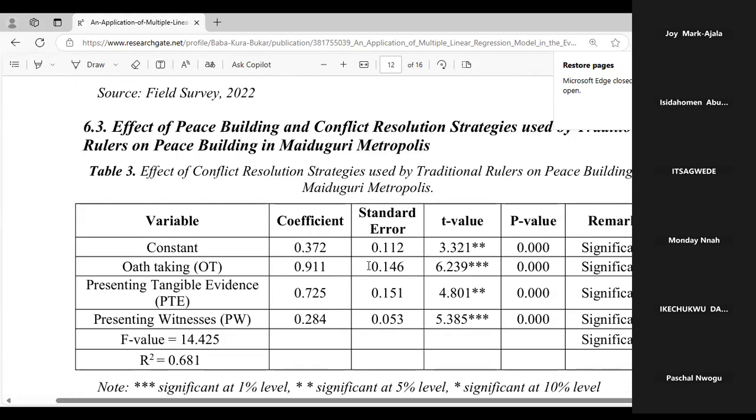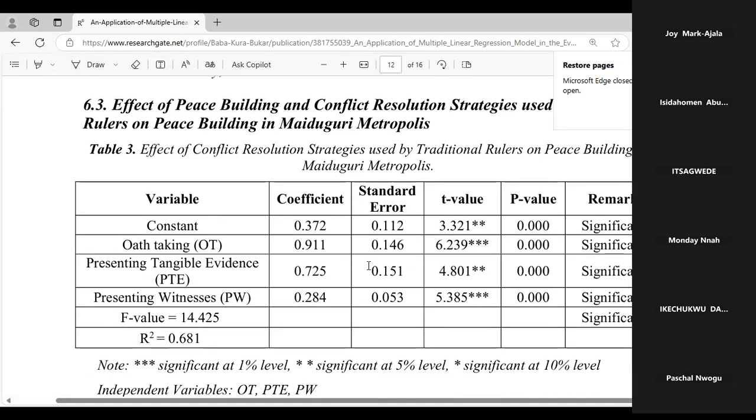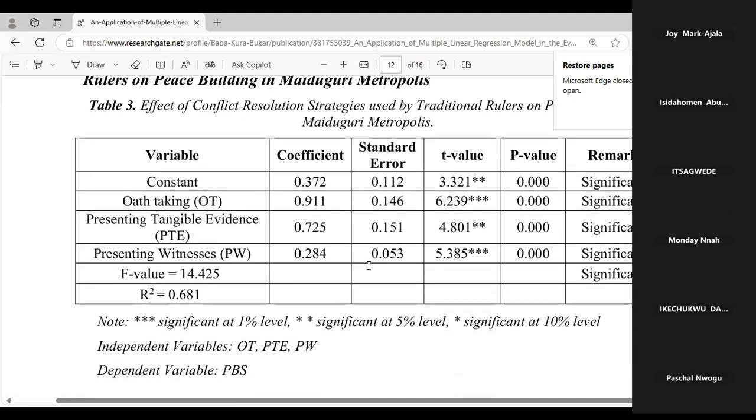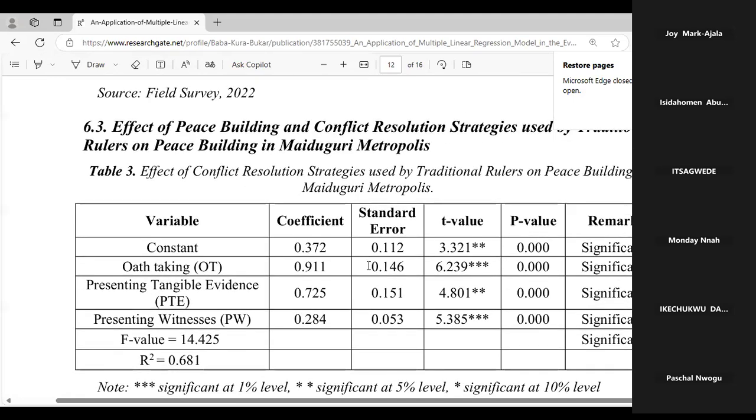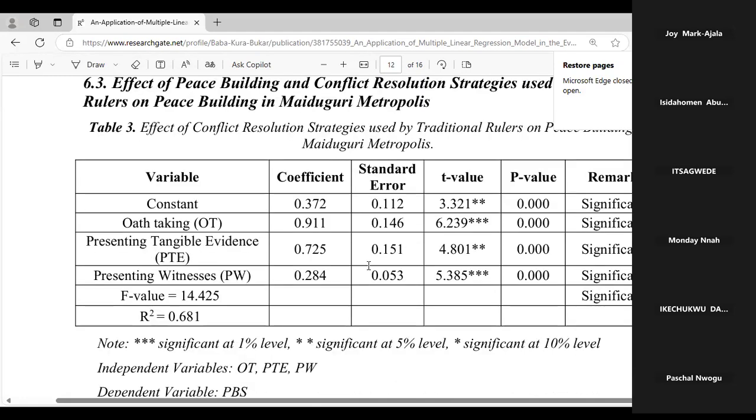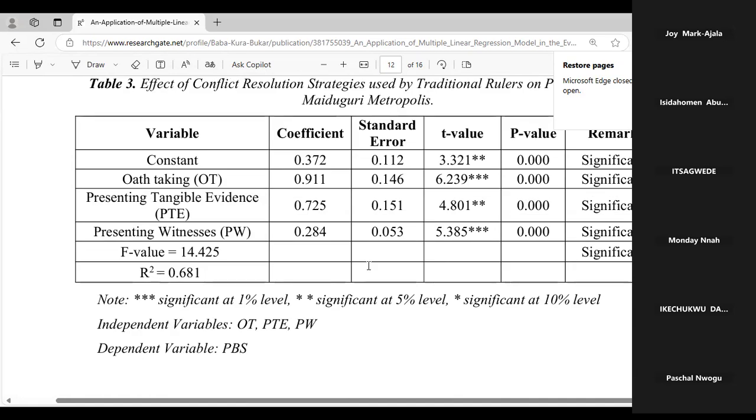Yeah. This is the multiple linear regression. Oh my God. What is this saying? My goodness. Independent variable. What is PBS? Peace building. Ah, there is God. Let's not continue again. This is bad. Media, switch screen. Let's go back to our Google Scholar. This is bad.